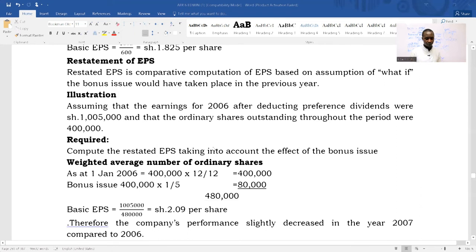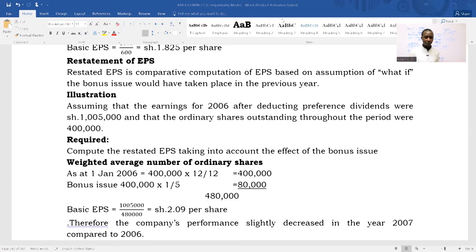That is what they have done here in the determination of one-offs. They have considered first the 400,000 for the entire 12 months. Then again, the bonus using the same proportion, and obviously it would accrue for the entire 12 months. You know the reason. So 400,000 plus 80,000, you get 480,000. You divide 1,005,000 by the 480,000, 2.09 per share.